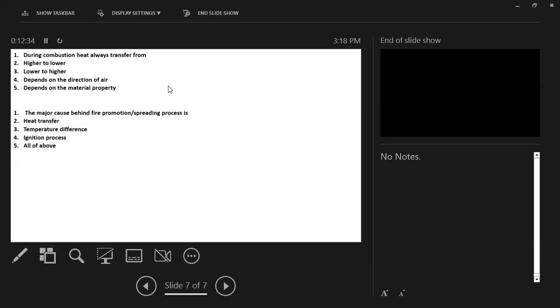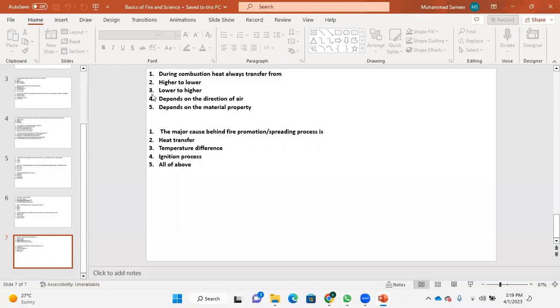Yes. The major cause behind the fire promotion and spreading process is... all of the above is the right answer. The major cause behind fire promotion, all of the above.